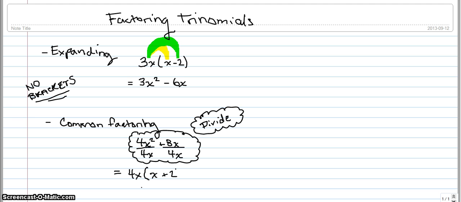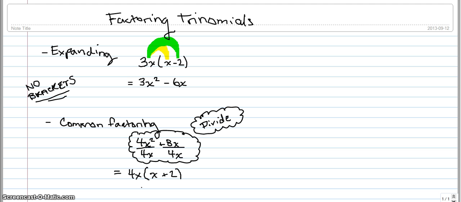Now, if you're having trouble coming up with this on your own or following along, or you're a little bit confused, I highly suggest that you go back and do some practice on expanding and common factoring before we move on. As well, you can always post your questions in the comments section, and I'll gladly help you out.